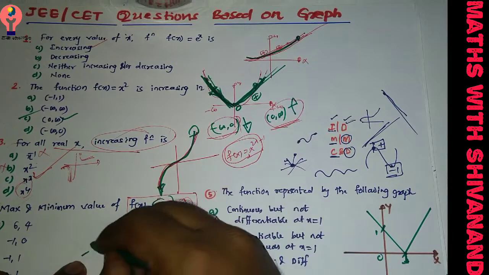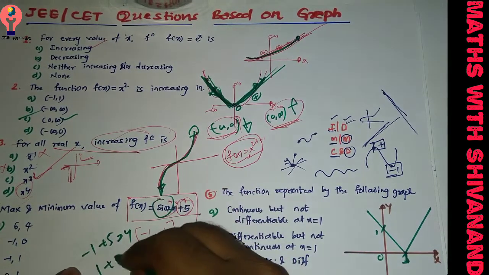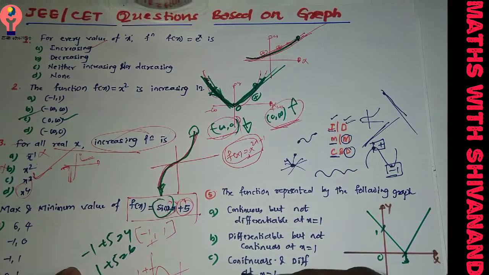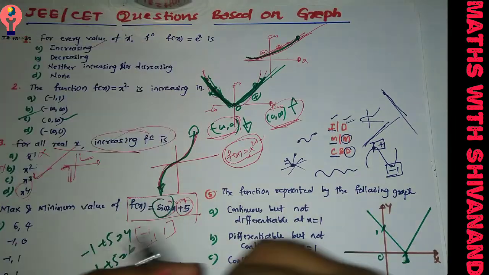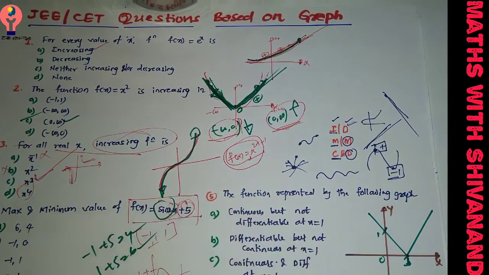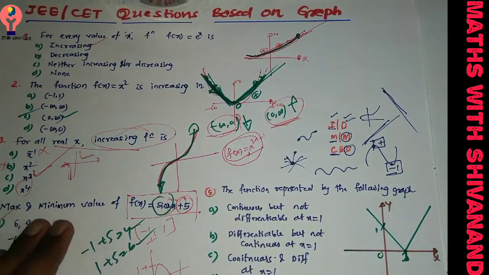The minimum value is minus 1 plus 5, so 4. The max value is plus 1 plus 5, nothing but 6. Your graph is going to drag 5 units upwards. Because of that, the max value is 6 and the min value is 4. Hence option A is correct. It's the concept of maxima or minima.